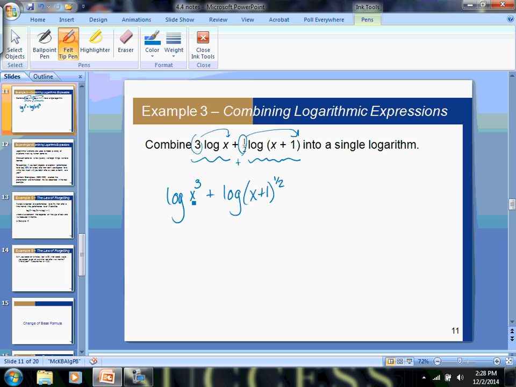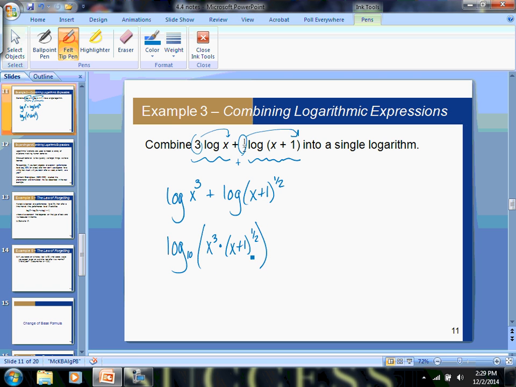So I've raised those terms that were out front, I've raised them up as exponents, but now I still have this addition, so I'm going to multiply. So I'll have log, and if you want to put the log base 10 in there, you can, but here's what we're going to be multiplying together. X to the 3rd times x plus 1 to the 1/2.